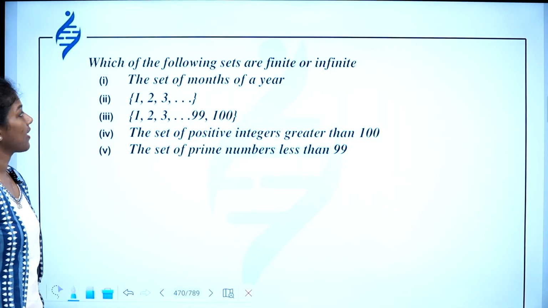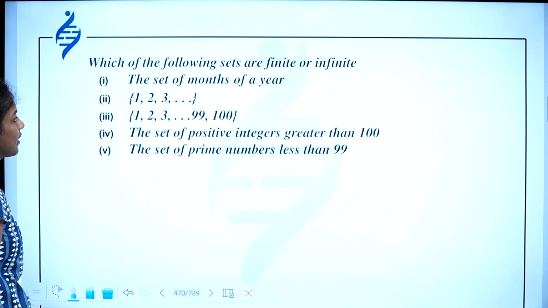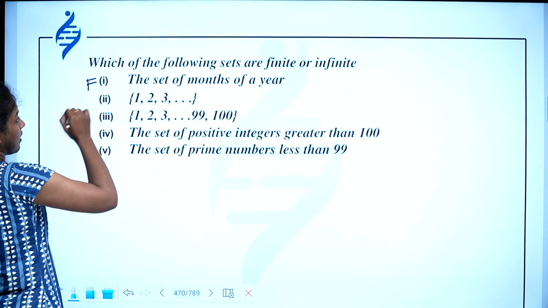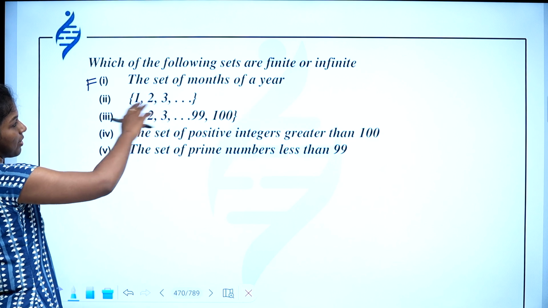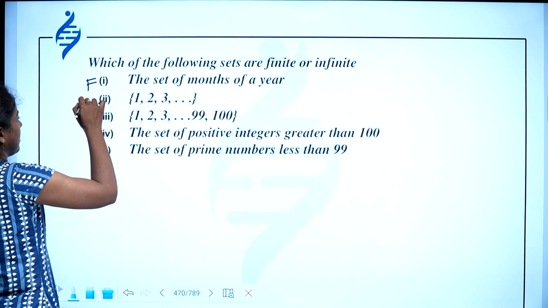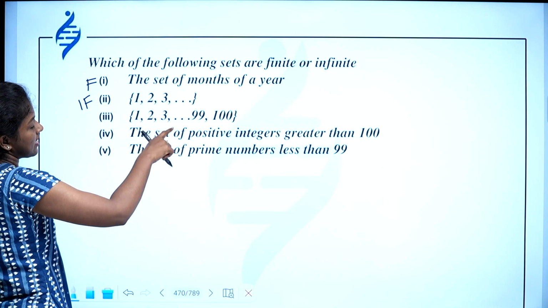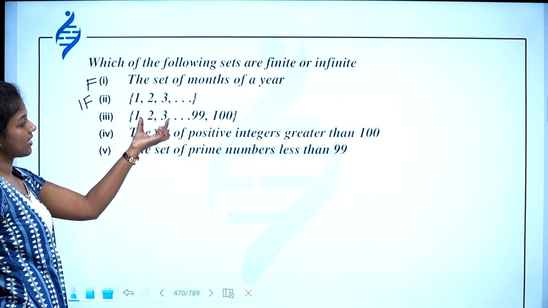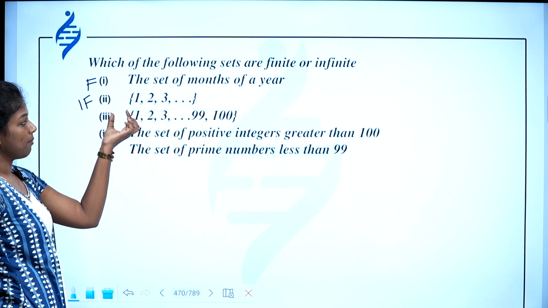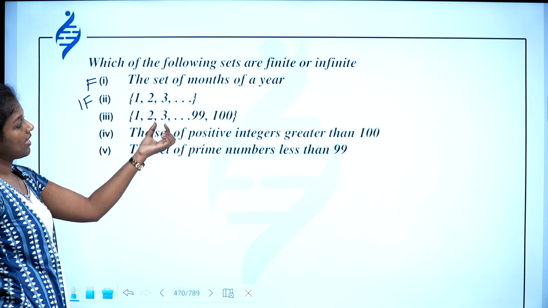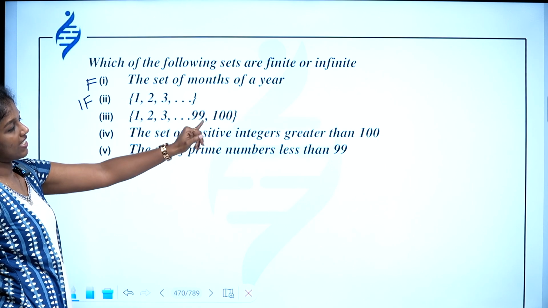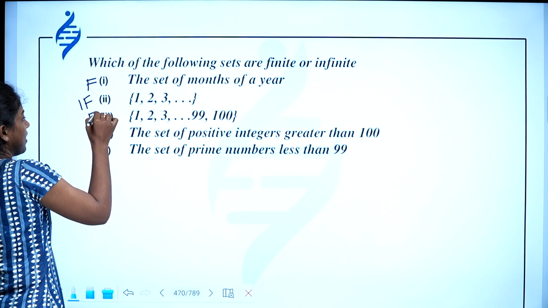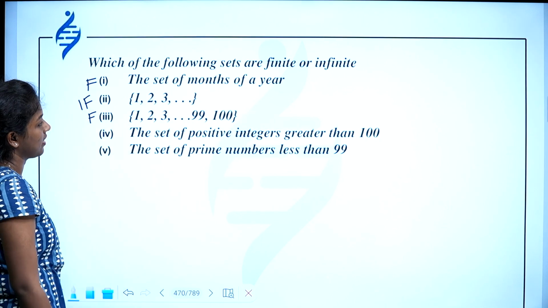Which of the following are finite or infinite? The set of months of a year, 12 months, so finite. Then 1, 2, 3, etc. This is infinite, right? Because this is continuing infinitely. Then 1, 2, 3, etc., 99 up to 100. This set consists of 100 elements, and it's finite.